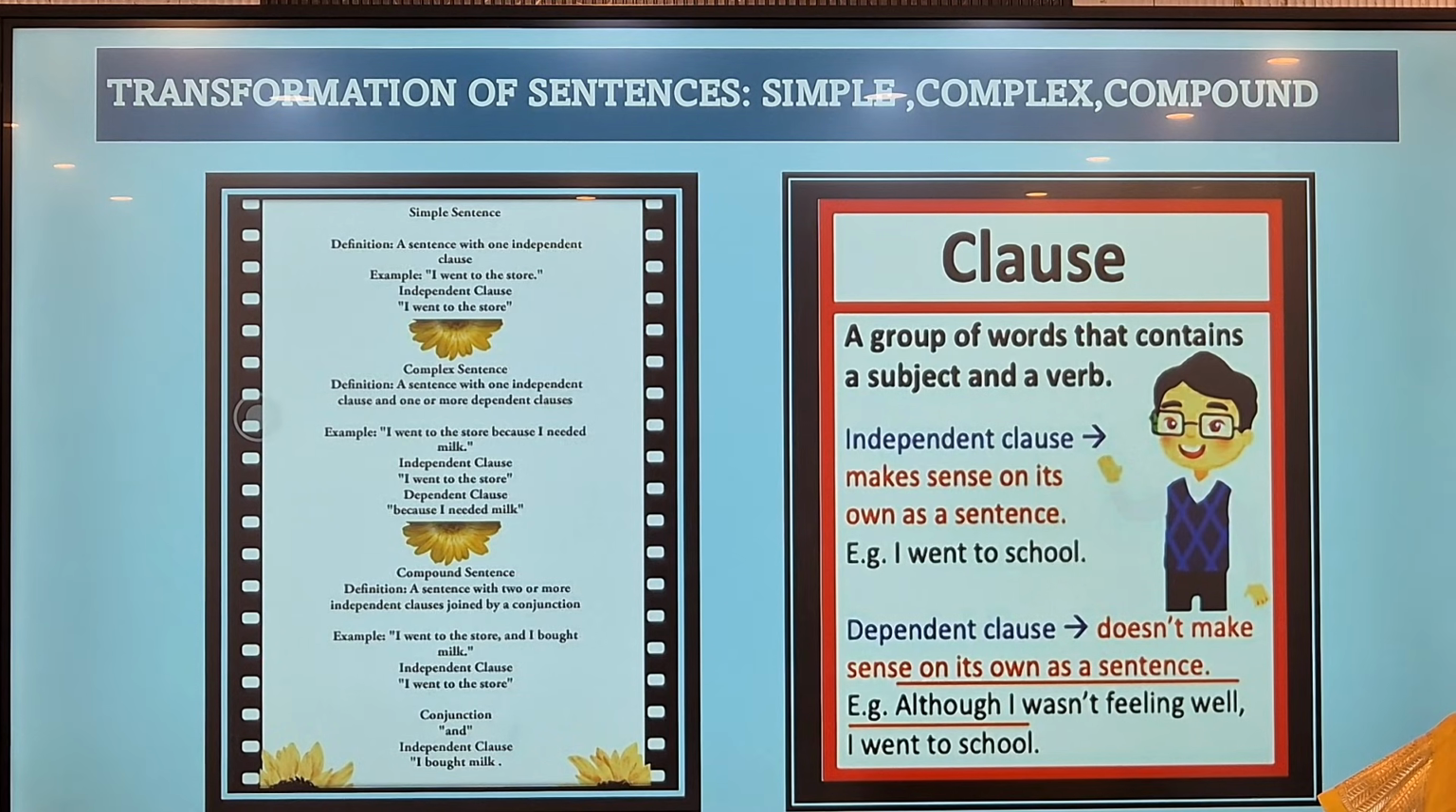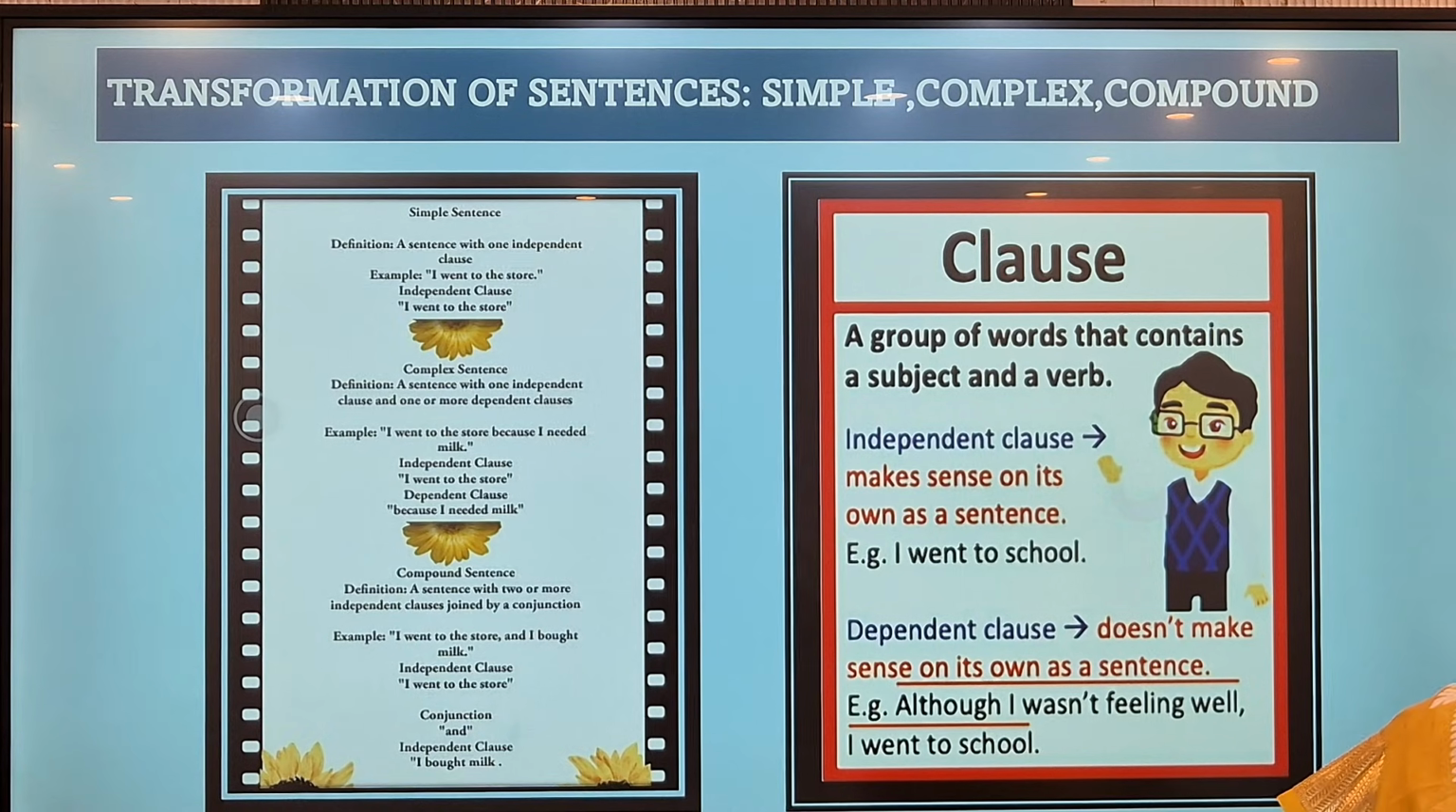to complete its meaning. So we see the complex sentence needs one dependent clause to complete the one independent clause to complete its meaning. So the dependent clause is totally dependent on the first part of the sentence to complete its meaning. So the whole sentence is I went to the store because I needed milk.